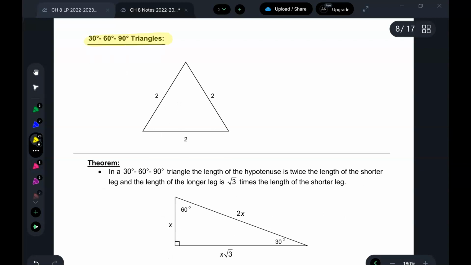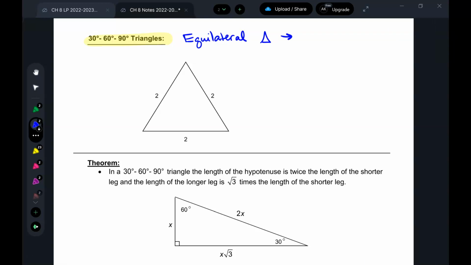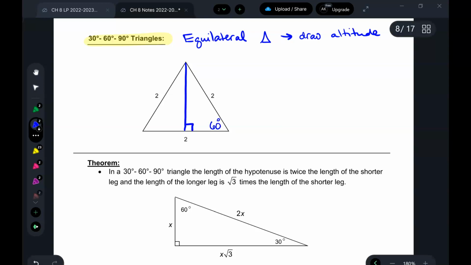Okay, 30, 60, 90. So in this one, I'm starting with an equilateral triangle. And this time, I want to draw the altitude. I'm giving you an equilateral triangle where all the sides are 2. You can make it whatever you want. You'll see why I make it 2 in a moment. If I draw the altitude, that makes a right angle. And in an equilateral triangle, all the angles are 60 degrees. So what happens at the top is that angle is split into 30 and 30.